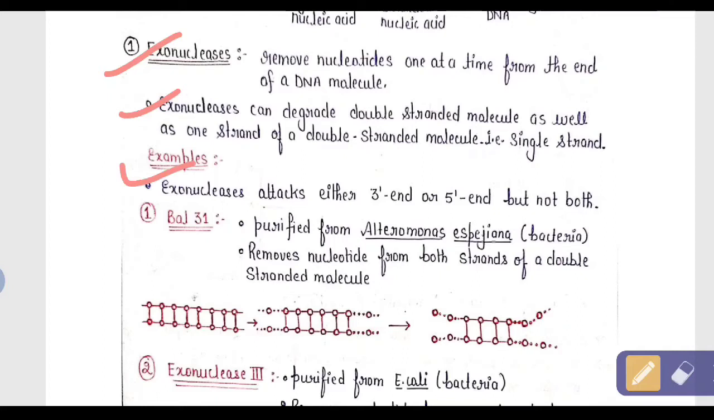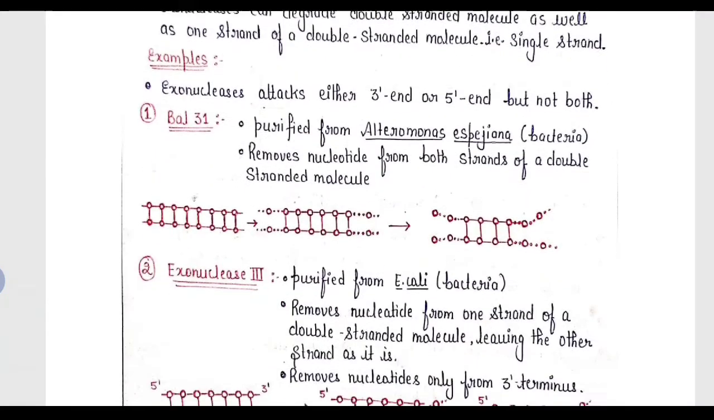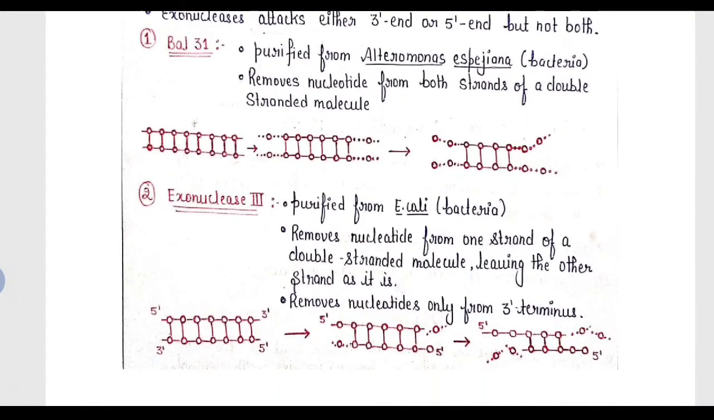Then exonucleases can attack from either terminal. Either it can attack from the 3' terminal or it can attack from the 5' terminal. But at a particular time, it cannot attack from both the ends, right? Now we have certain examples of these exonucleases, and it is very important for you to learn these examples because you might get questions in part B of the CSIR NET exam.